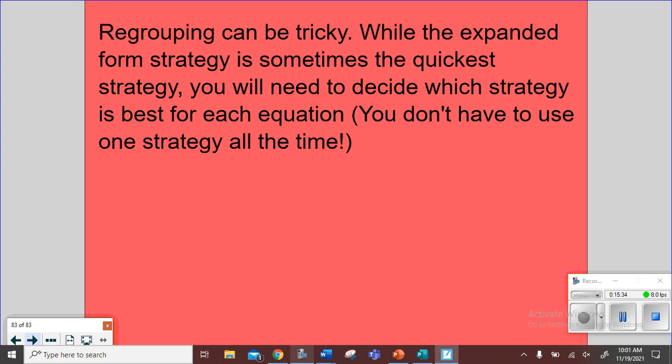Yesterday, when we were using expanded form, we didn't have to regroup. That was easy. I would definitely do expanded form if I don't have to regroup. But if I'm going to be regrouping, I don't really like doing that, and I would definitely pick number line over it. You can change up your strategy depending on what the equation is. Does that make sense? So far, so good? Yes.